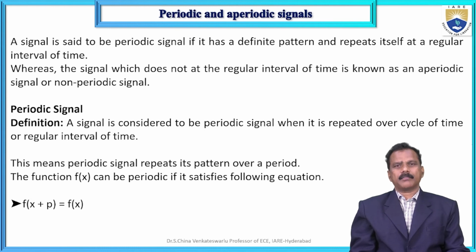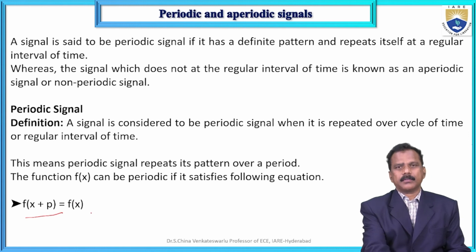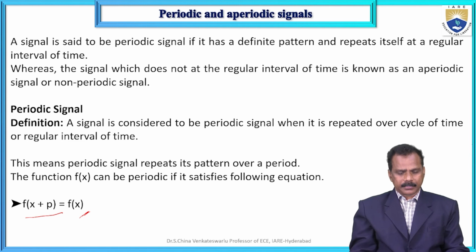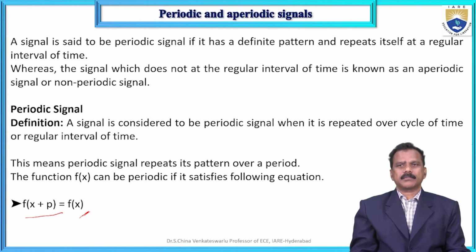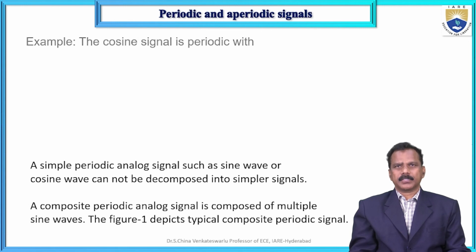Here we use f of x plus p equal to f of x. The function f of x can be periodic if it satisfies the condition: f of x plus p is equal to f of x. Like this, periodic and aperiodic signals can be distinguished.